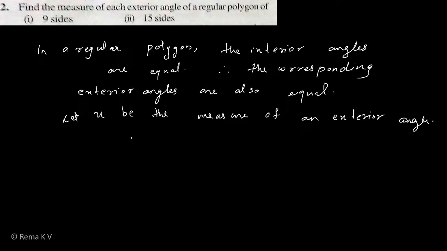So how many angles are there? 9 angles. So 9 into x is equal to 360 degree. x plus x 9 times. It is 9 into x is equal to 360 degree. 9 into x gives the sum of exterior angles, which is equal to 360 degree. So x is equal to 360 divided by 9.